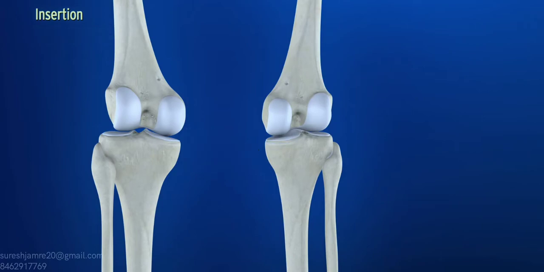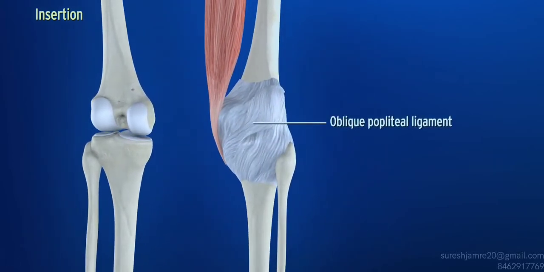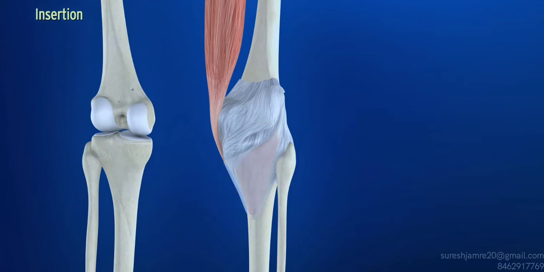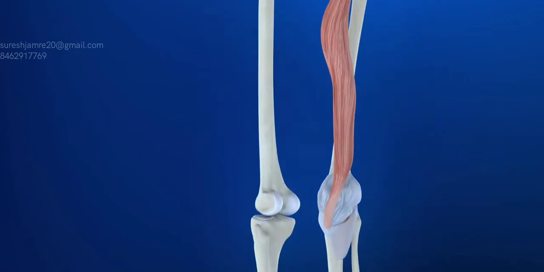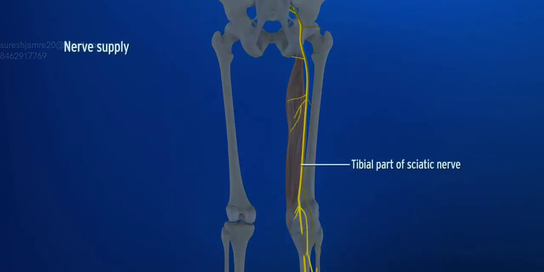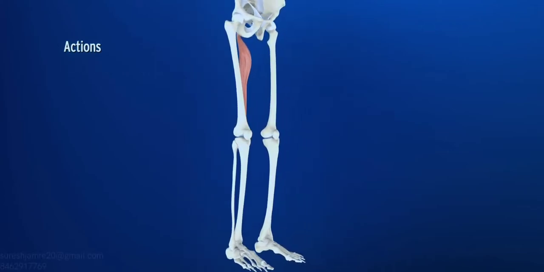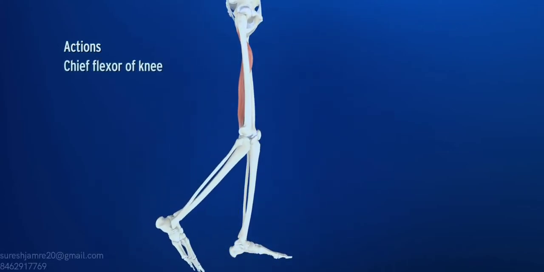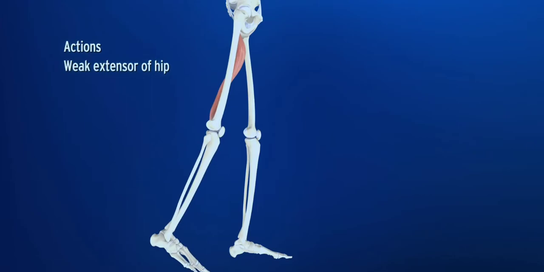It gives 3 fibrous expansions: the oblique popliteal ligament, fascia of popliteus, tibial collateral ligament. Nerve supply by tibial part of sciatic nerve. Action: medial rotator of leg. Chief flexor of knee and weak extensor of hip.